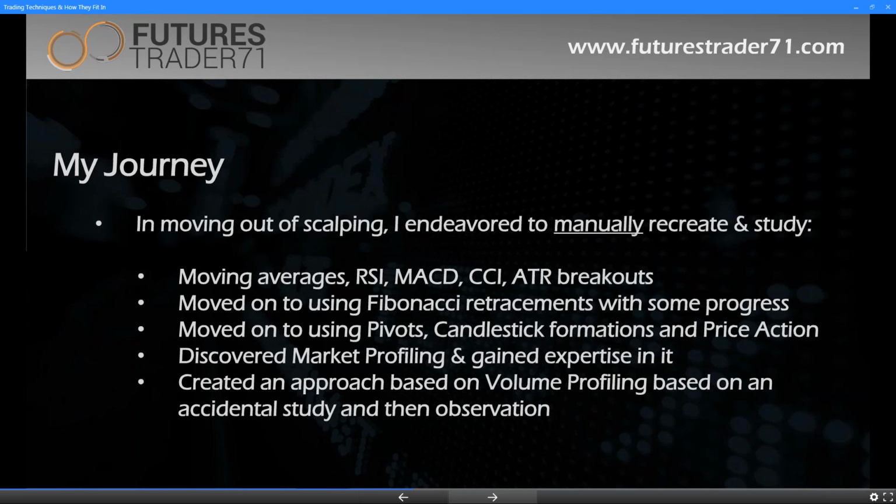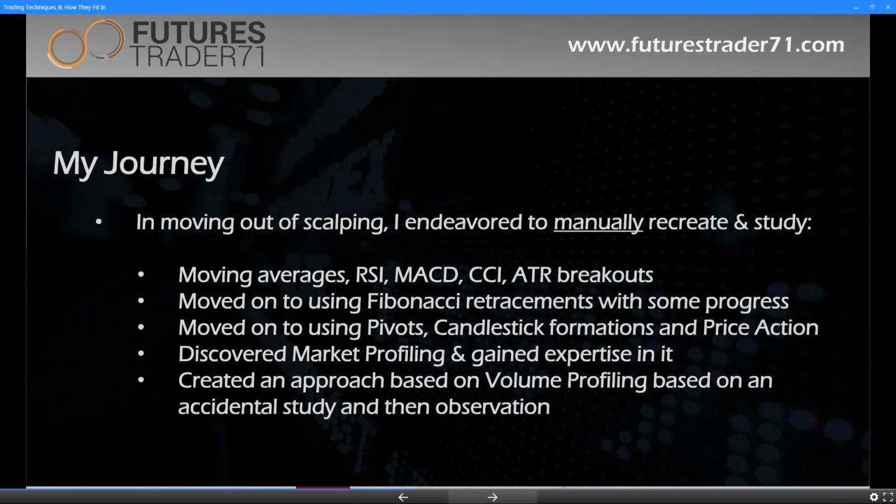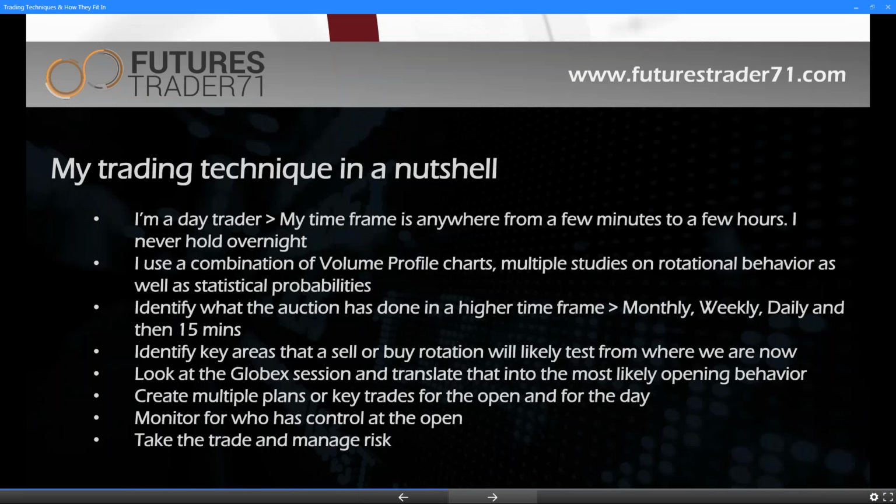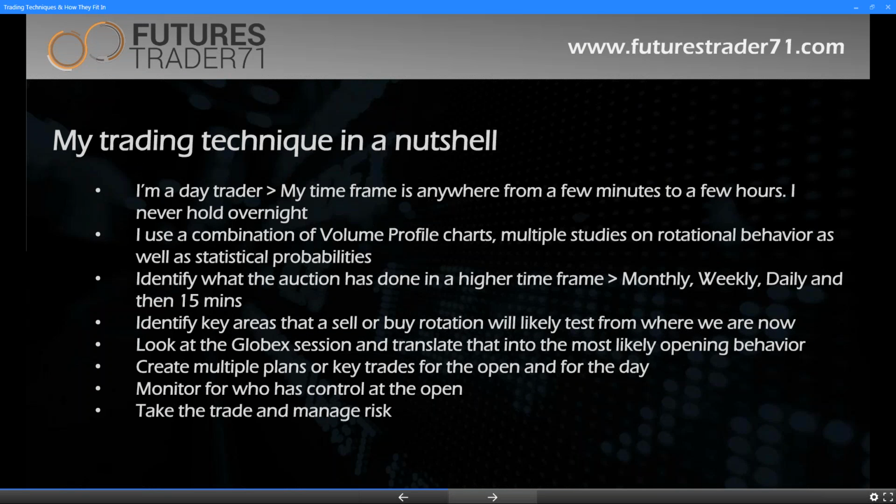So I did an awful lot of study on that, just exporting volume information, 1-minute data, and creating these volume profiles myself. And then I discovered that they were actually built into CQG's market profile charts, but they were not developed enough, and that's where the whole volume profile revolution kind of started for me. My trading technique in a nutshell, just so you have a frame of reference.